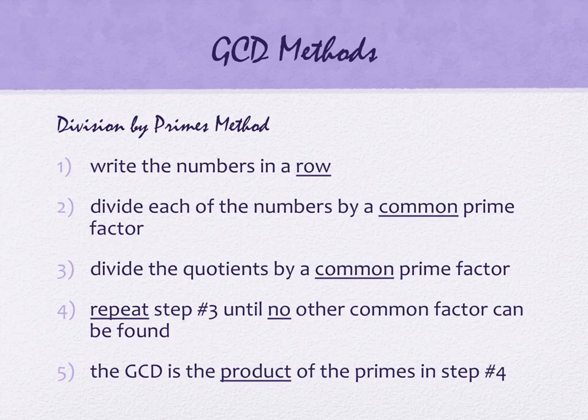So we're going to write all the numbers in a row, and then we're going to divide each of the numbers by a common prime factor. Usually we look for the smallest one if we have it. And then we divide the quotients by a common prime factor, and we keep doing this over and over again until there's no more common factors. And once we do so, the greatest common divisor is the product of the primes. So the thing that it doesn't do, that our last one did, is it doesn't completely factor either of the numbers. But if you're not asked to factor them specifically, that's not a bad thing, because that might end up having been just sort of like overkill.